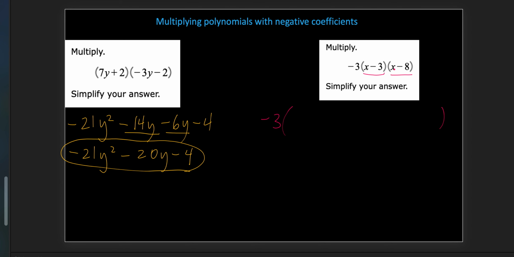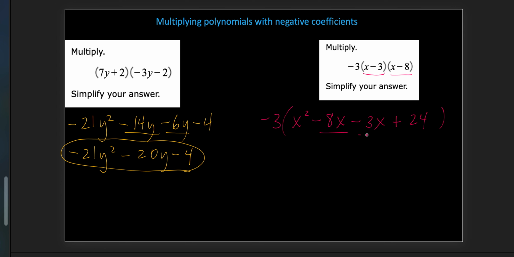So the first positions, x and x, gives me x squared. The outer is x times negative 8, so that's negative 8x. The inner is negative 3 times x, so that's negative 3x. The last positions is negative 3 times negative 8, and that's plus 24.